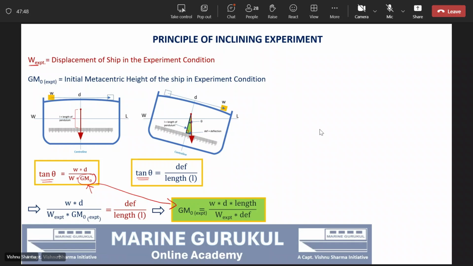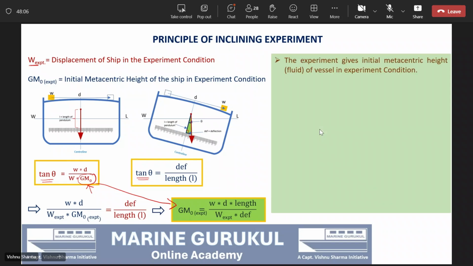If I have to get GM solid, what do I have to do? Add FSC. What do I do with the FSC? Divide by FSC or multiply by the FSC? Add FSC. Very good. So this experiment gives the initial metacentric height fluid of the vessel in which condition? Experiment condition. It may not be light.